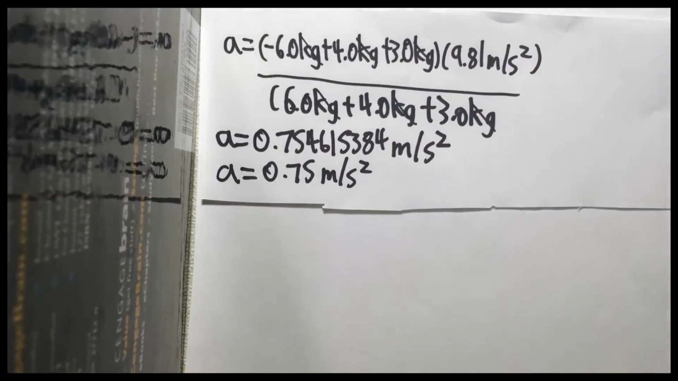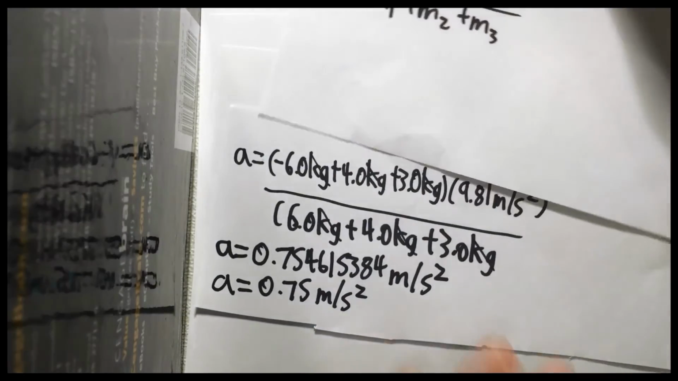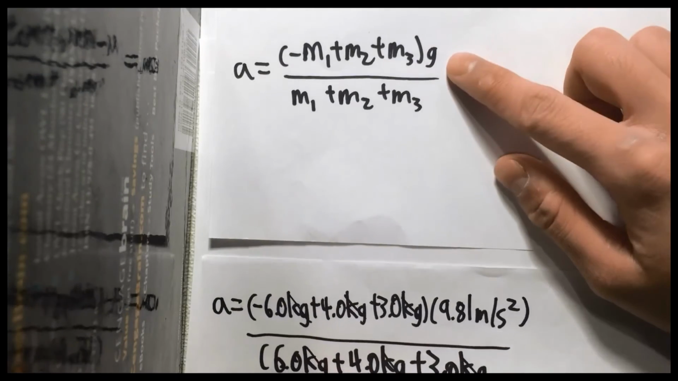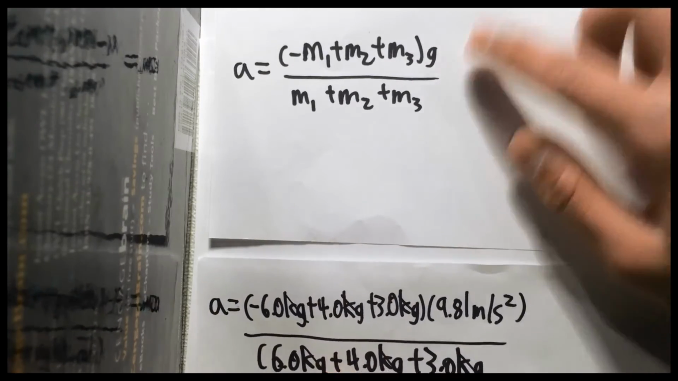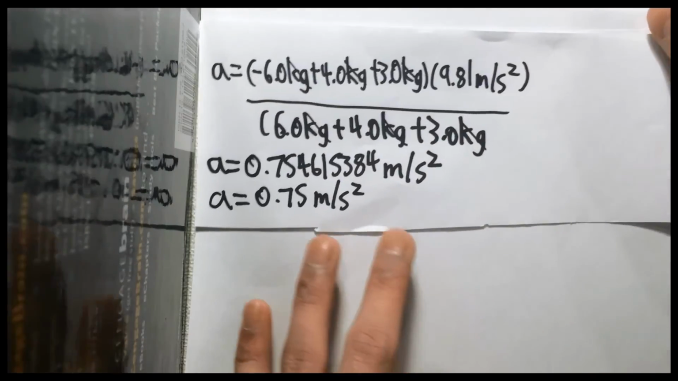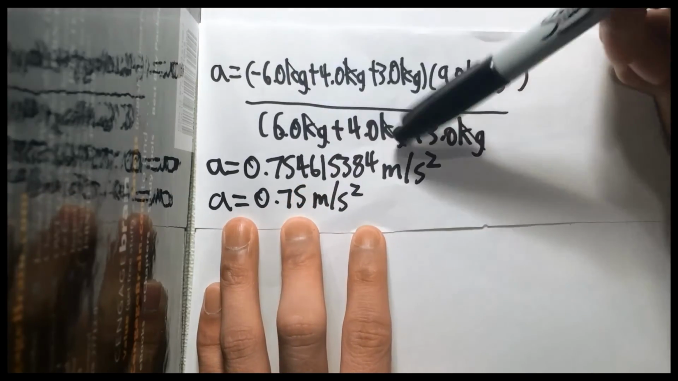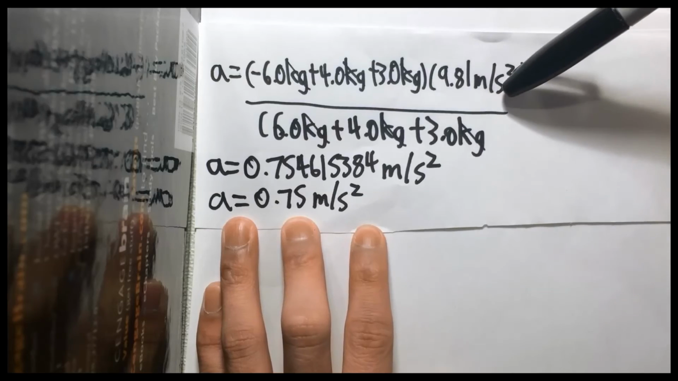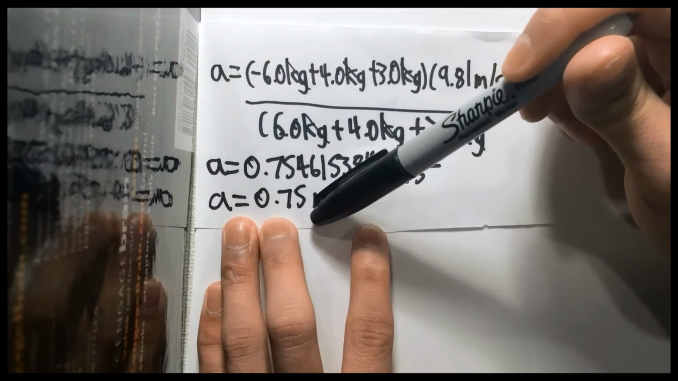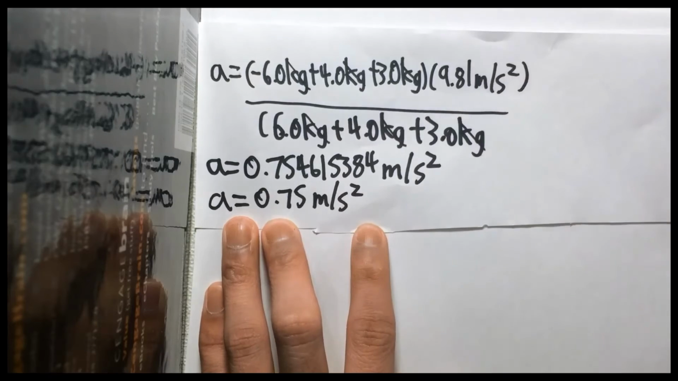We can look from our givens that we actually have all the information we need. We have mass 1, mass 2, and mass 3. We also have our acceleration due to gravity, so why not just plug in our numbers? We plug it in, and this is what we get. Our dimensional analysis works well because our kilograms cancel out, and we're left with meters per second squared, and so that's the unit for acceleration. And we're rounding to 0.75 for our final answer for acceleration because of our significant figures.